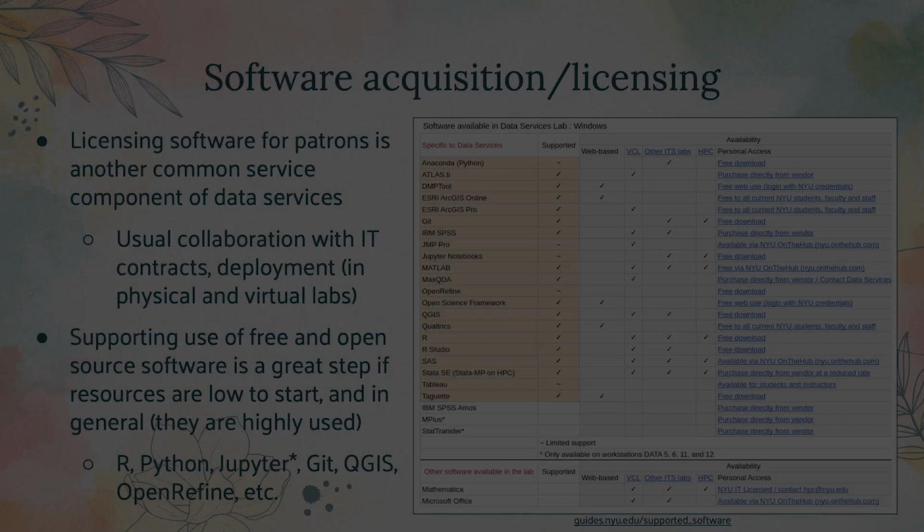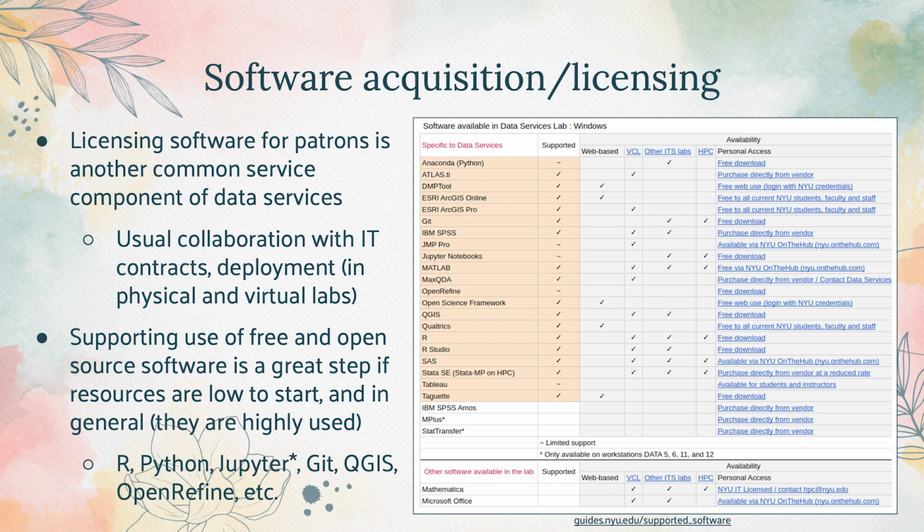because it is really interesting. Another key part of supporting research and supporting research sustainability and reproducibility is providing access to and teaching around software. So licensing software is a very common part of data services that we see. It's usually a big collaboration with IT in terms of contracts and deploying it. This is a screenshot of the software we support at My Data Services.